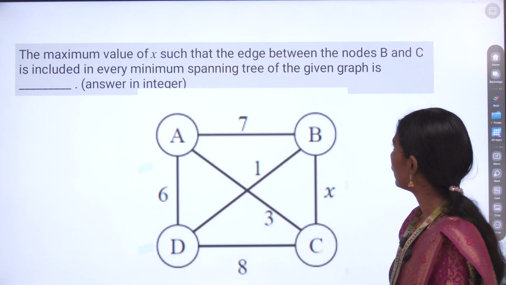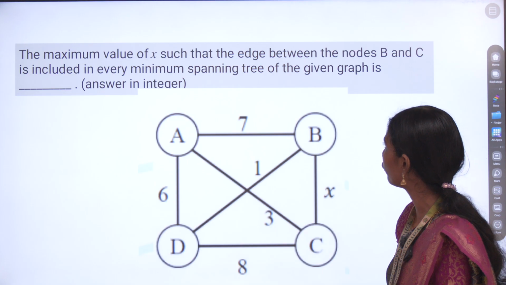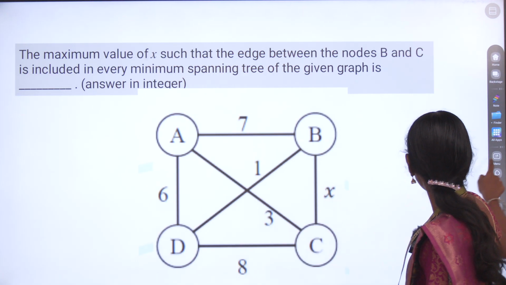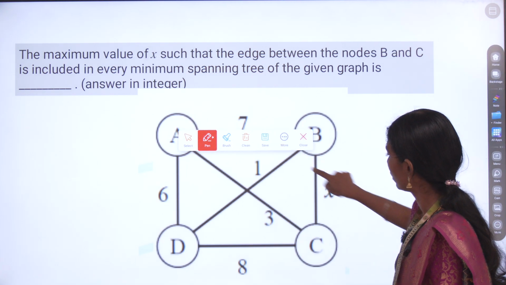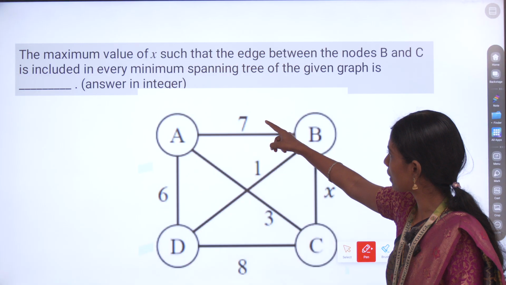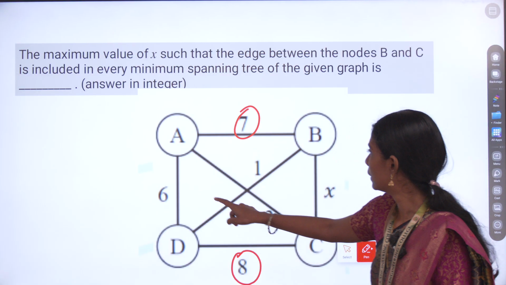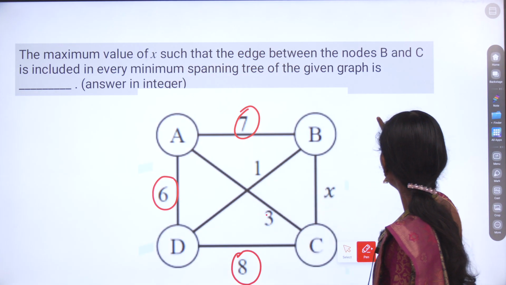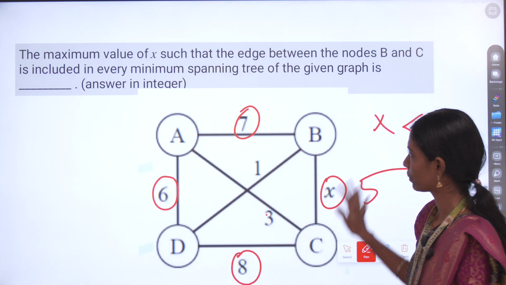Here the maximum value of an edge between the nodes B and C is included in every minimum spanning tree. The given graph has the value x. Here we see the example, the adjacency matrix 7 and 8. Here 6, the minimum value is below 6. X is less than 6, so the answer is 5.